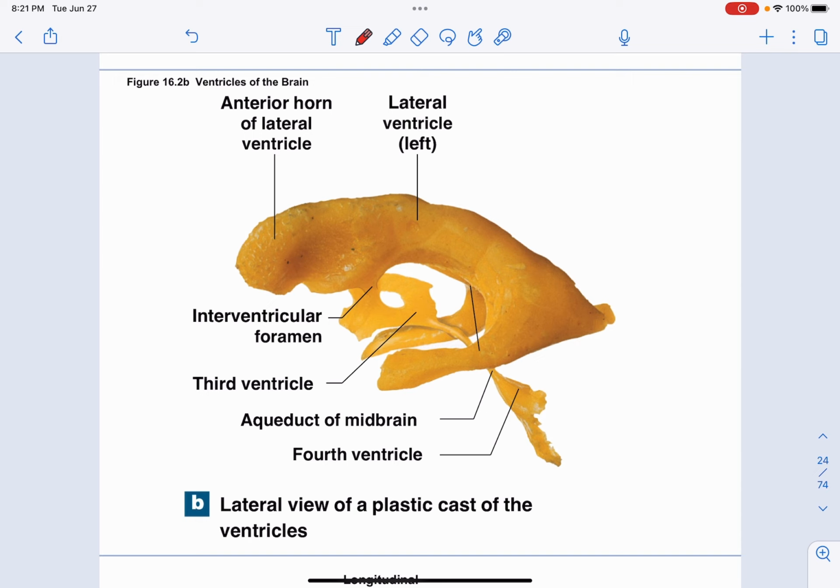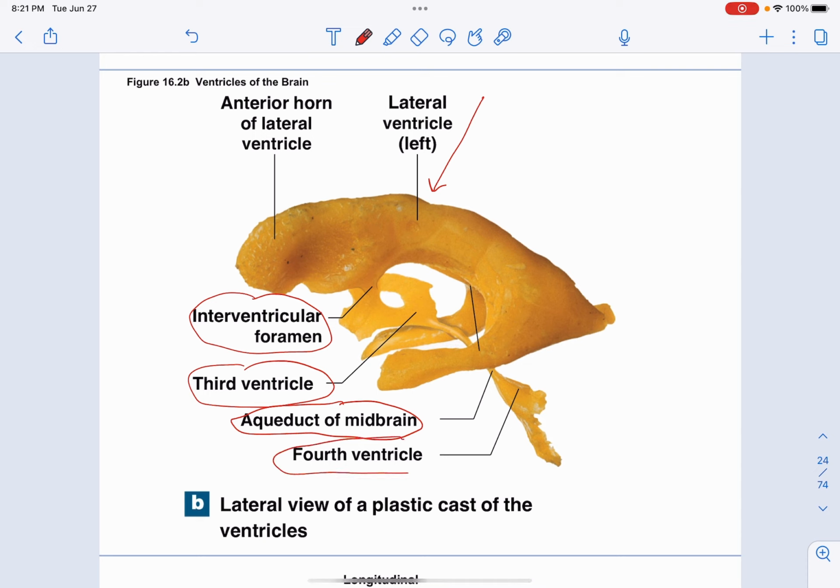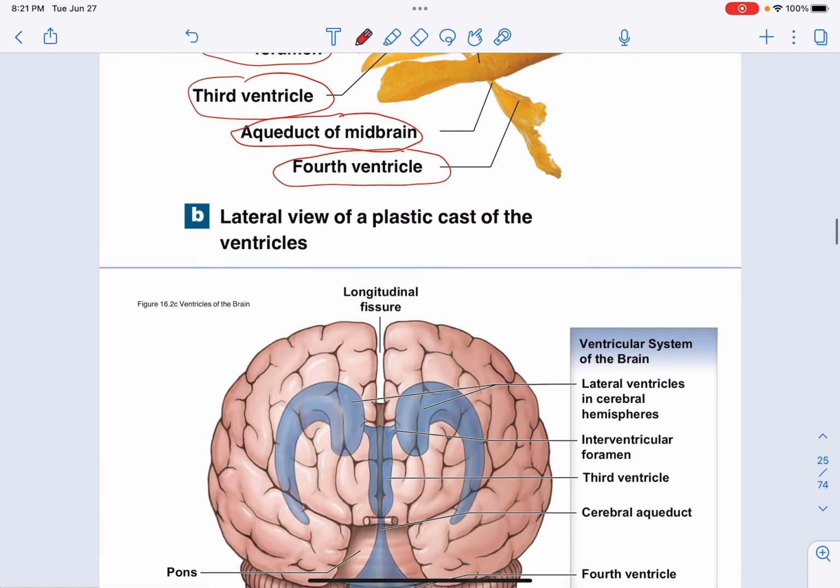And so this shows the lateral ventricle, so you can see one side of it, the other lateral ventricles on the other side. You can see the intraventricular foramen, the third ventricle, the aqueduct of the midbrain, so that's leading to the midbrain or through it, and then here is the fourth ventricle. I'm going to show you a couple other views of these ventricles within the brain.